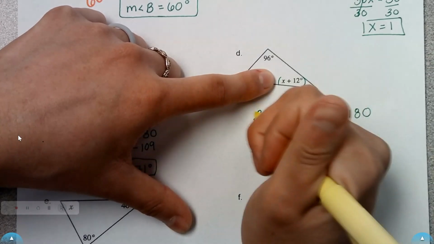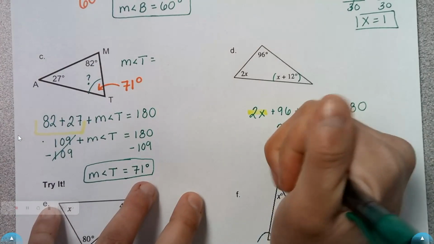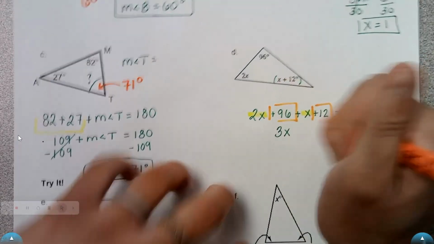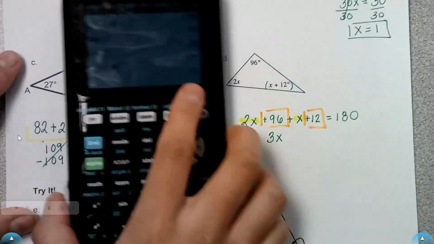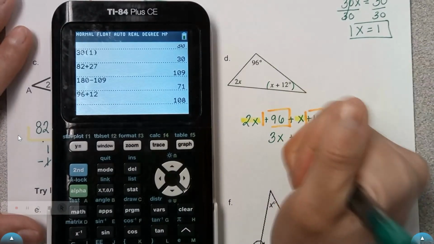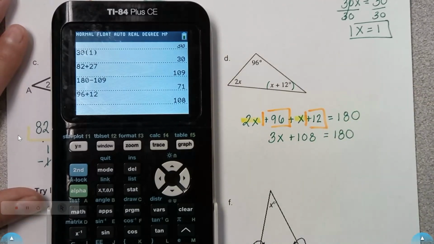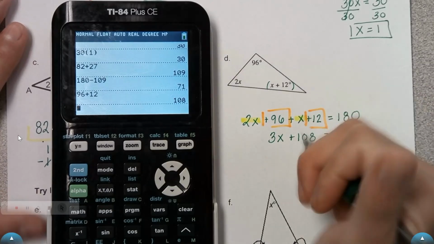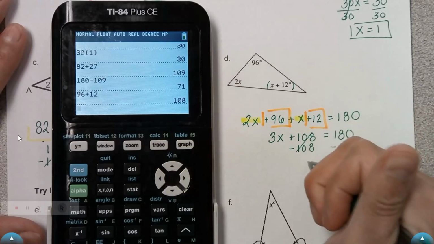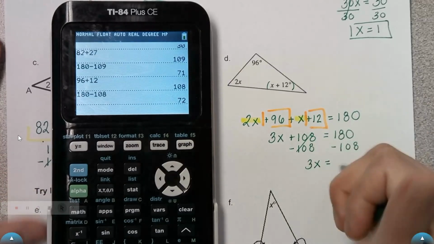Let's combine our like terms. 2x and x. So 2x plus x gives me 3x. And then I also have 96 plus 12. So 96 plus 12, that's 108 degrees. Or 108, I should say. Equals 180. Okay, I want to solve for x. So the opposite of positive 108 is negative 108. 3x equals 180 minus 108, 72.